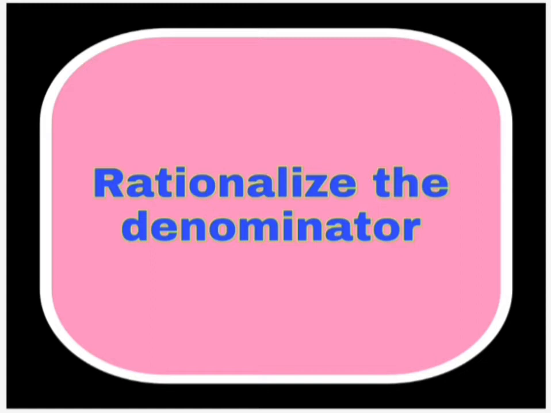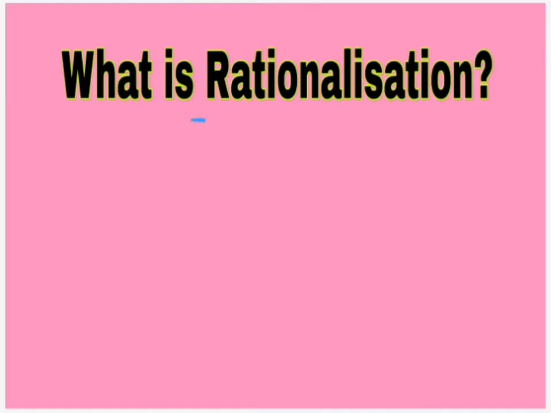In exercise 1.5 you have question number 5, where you have to rationalize the denominator for the given questions. So before rationalizing the denominator, first we should know what is the meaning of rationalize the denominator and what is the meaning of rationalization. So let us try to understand that and let us solve question number 5 of your exercise 1.5.